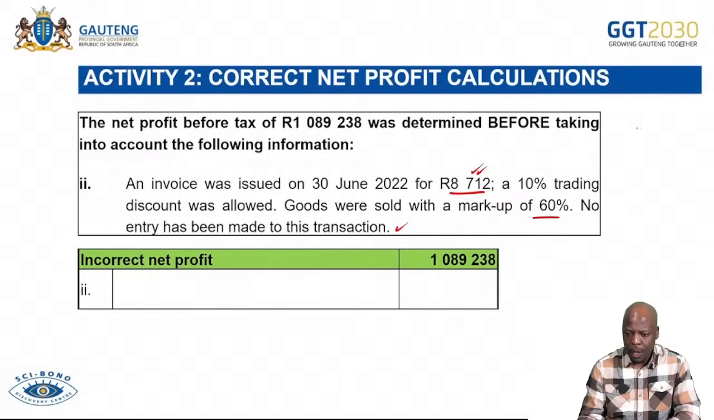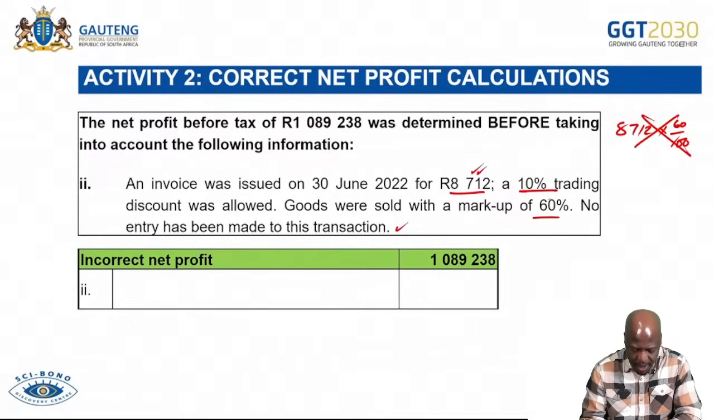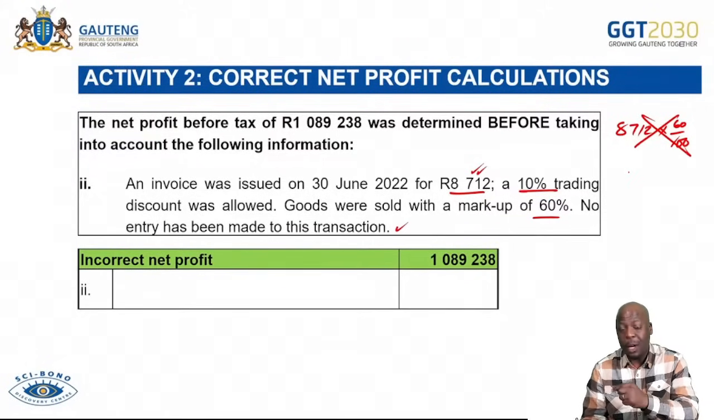Okay, so if I were to say 8,712 multiply by 60 over 100, will I be correct? No, because we are dealing with an invoice that was already after trade discount. So I would want to know what was the original invoice amount so that I can calculate the cost of sales and come back again to calculate the profit. I just wanted to show you why this calculation would not work.